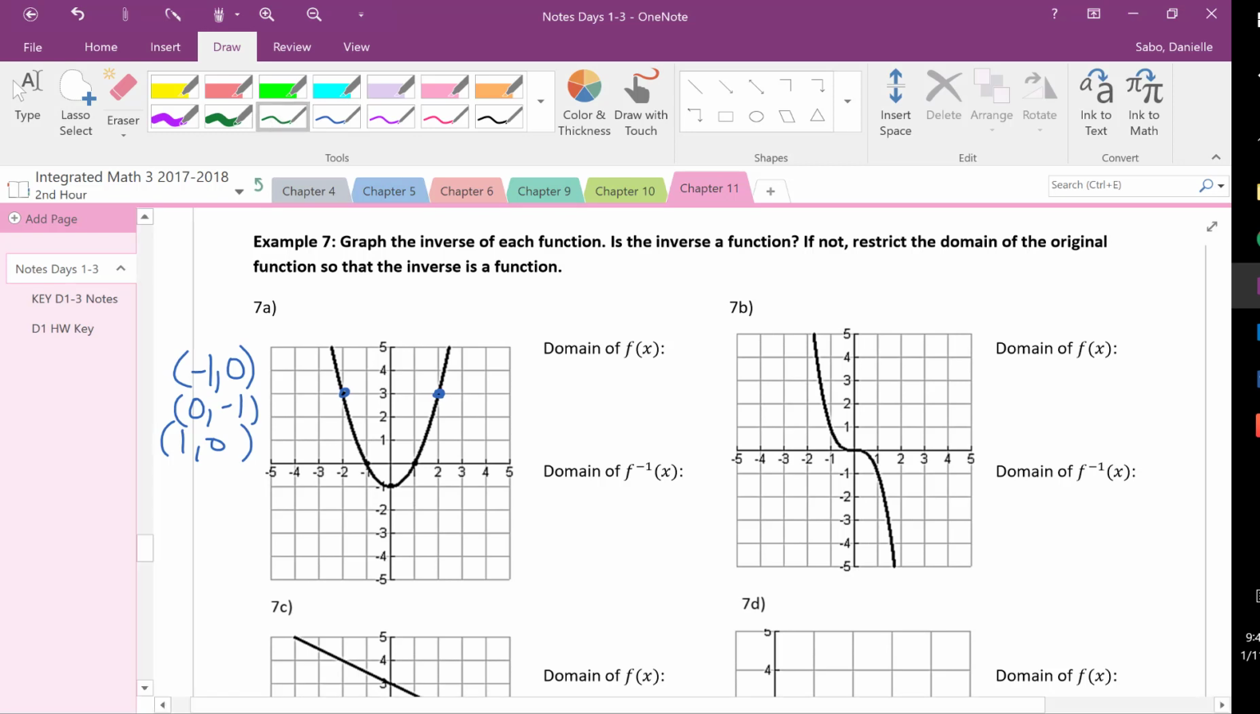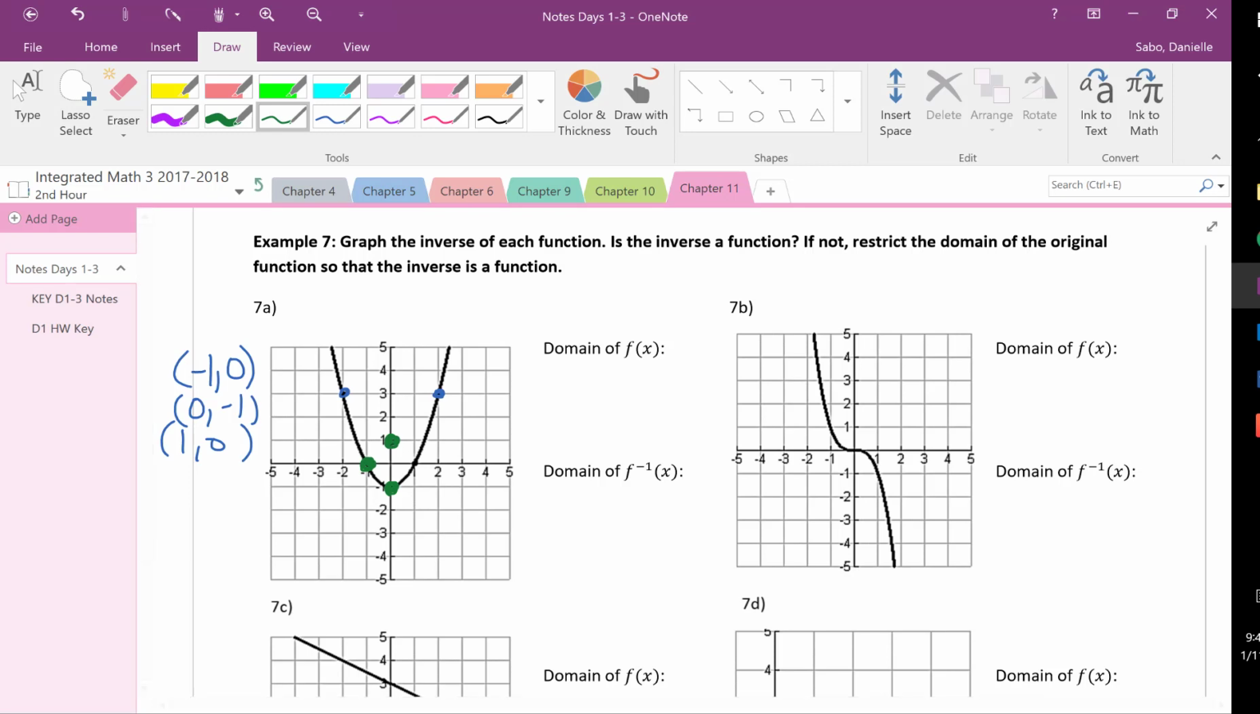What happens to all of the x's and all of the y's? They flip, so let's go ahead and graph those out. If I flip (-1, 0), what does it become? (0, -1), right here in green. If I flip (0, -1), what does that one become? Yep, right here in green. If I have (1, 0), which one does that become for the inverse? (0, 1), very good.